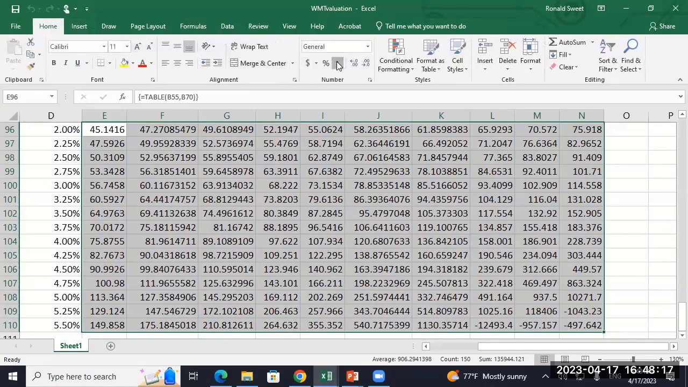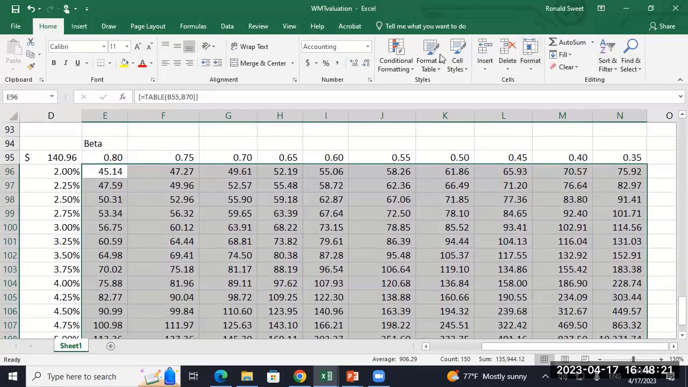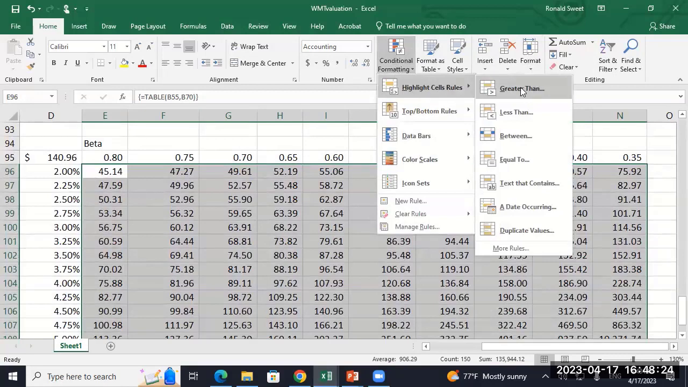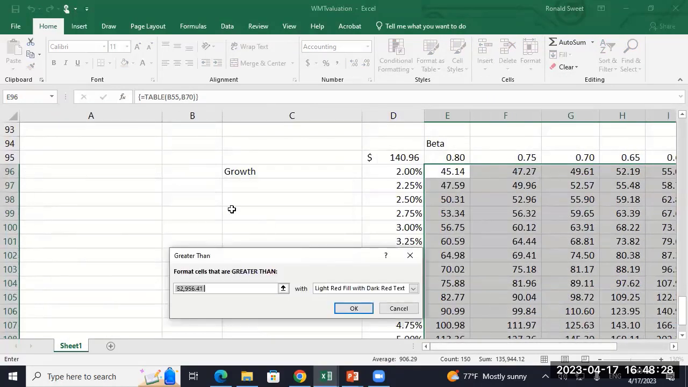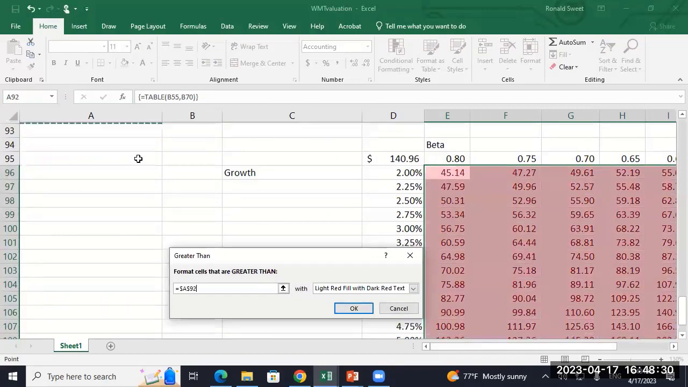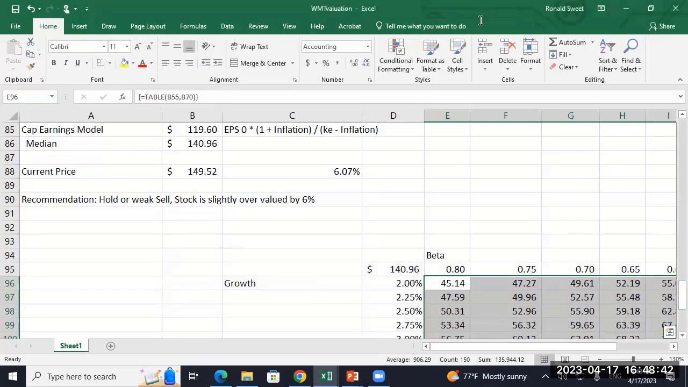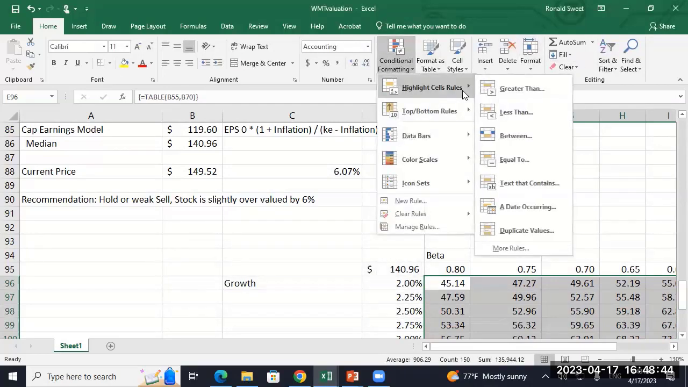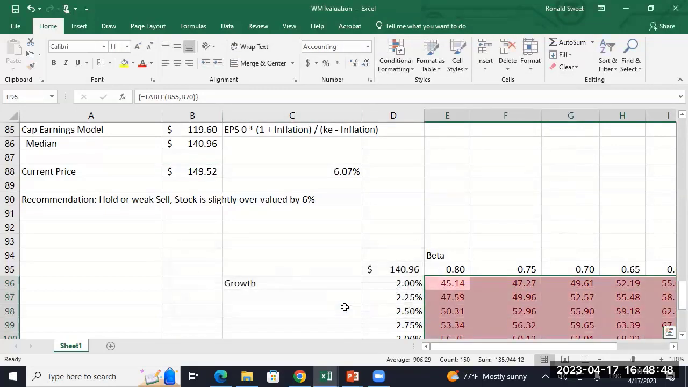How long did it take me to do 150 scenarios? So what I'm going to do is conditionally format it. If the values are greater than the current price, I want it to be green, because that means I think it's a cheap stock. If my values are less than my current price, I want it to be red.